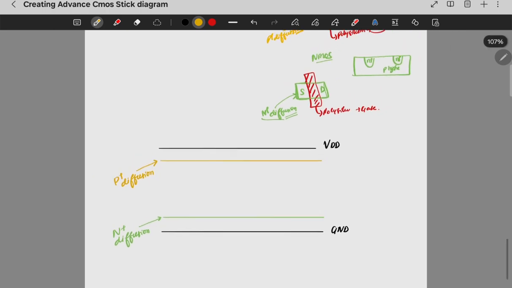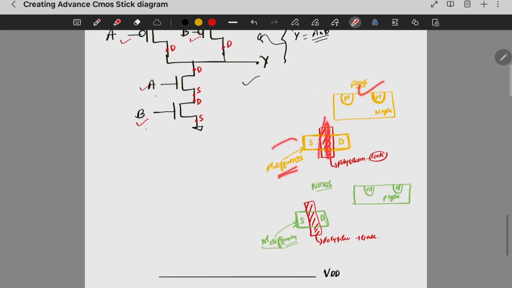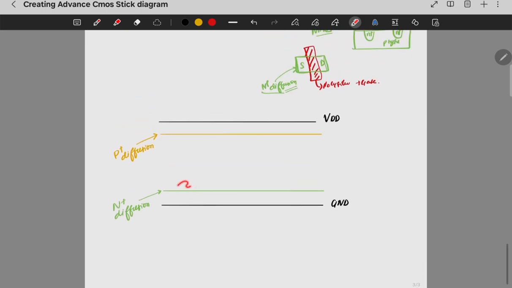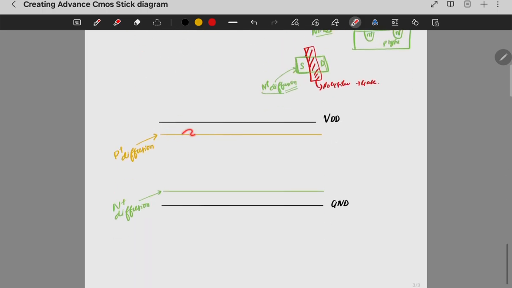If I have to create a PMOS, then I will put a polysilicon vertically on this p plus diffusion, and similarly for NMOS I have to create a vertical polysilicon on this n plus diffusion. If I create a polysilicon here and here, it will construct my PMOS and NMOS respectively. So this will create my PMOS and this will create my NMOS. We have already discussed here, please see: this is p plus diffusion, and one vertical line will be equivalent to my PMOS.